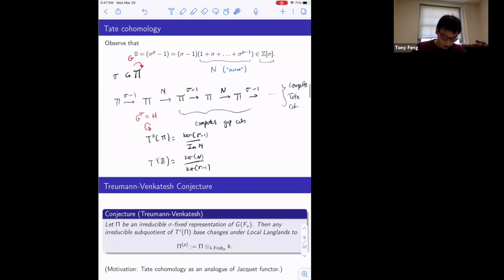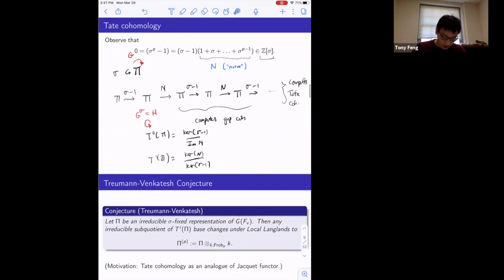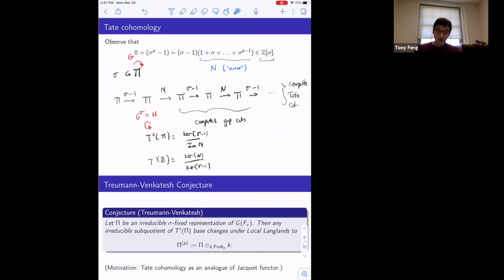And the conjecture of Treumann and Venkatesh is that this identifies for you the preimage of base change. So if you have an irreducible sigma fixed representation, pi of G of FV, then any irreducible subquotient of its Tate cohomology base changes under local Langlands to not quite pi, but the Frobenius twist of pi. So pi has coefficients in characteristic p, and you can twist over the Frobenius.